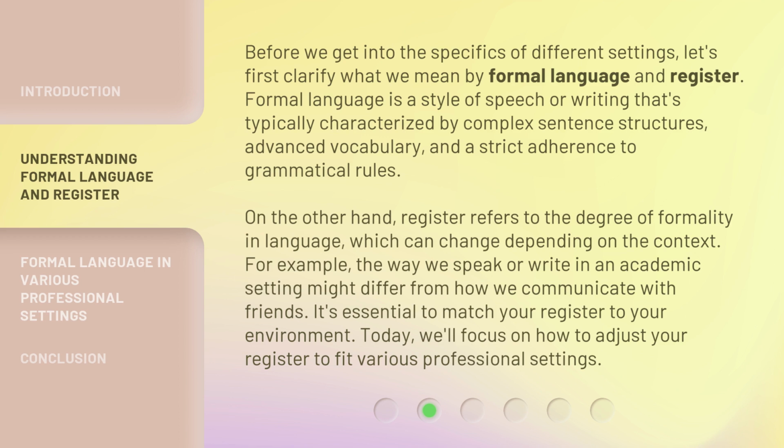On the other hand, register refers to the degree of formality in language, which can change depending on the context. For example, the way we speak or write in an academic setting might differ from how we communicate with friends. It's essential to match your register to your environment. Today, we'll focus on how to adjust your register to fit various professional settings.